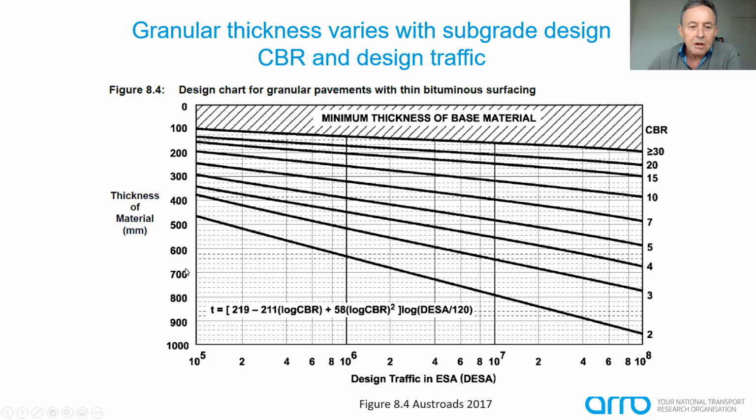On the left-hand side here, we have the thickness of cover over those subgrade CBR strengths. So this is the thickness of material that's required over a material of these CBR strengths. As I'll discuss, that thickness could comprise a granular material, it could comprise a select material as well, or it could comprise a lime stabilised layer down lower, for example. We'll discuss a bit more about that later, but you'll see that it's not just labelled thickness of granular materials, it's labelled thickness of material.